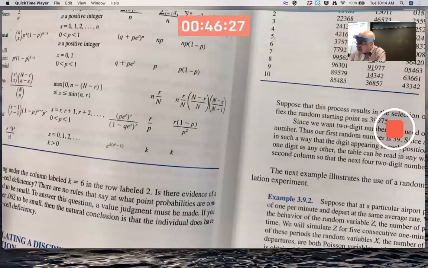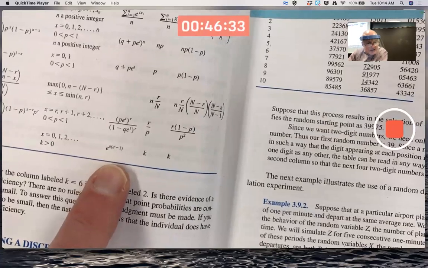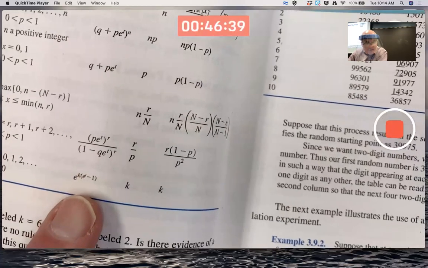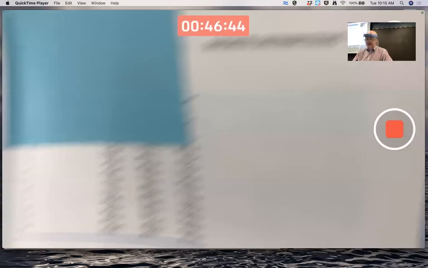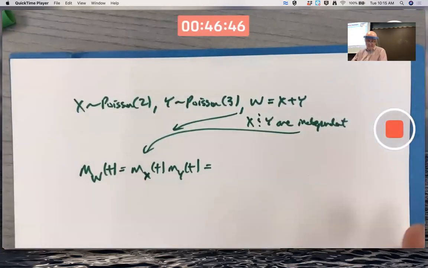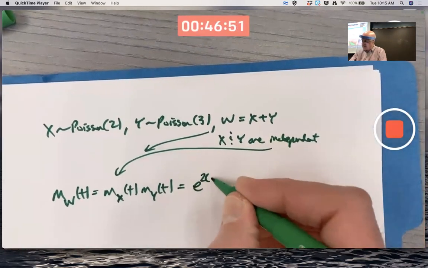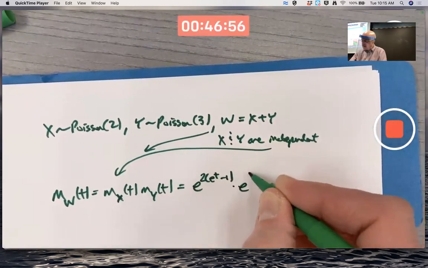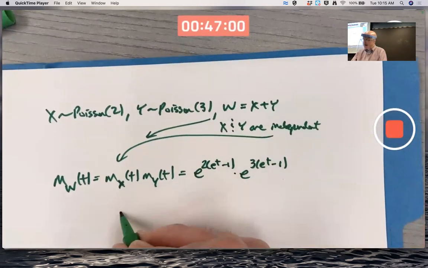There's the moment generating function for a Poisson with mean k. Kind of strange. Exponentials within exponentials there. e to the k times (e to the t minus 1) all as the power of e. Bit strange, but that's what it is. k is 2 for x, so I get e to the 2 times (e to the t minus 1), and k is 3 for y, so I get e to the 3 times (e to the t minus 1), and then just simplify by adding the exponents.